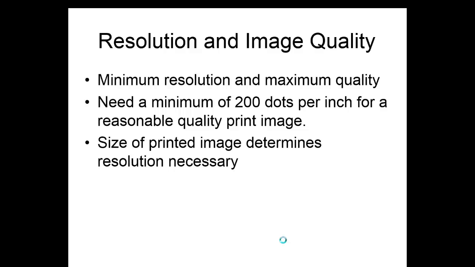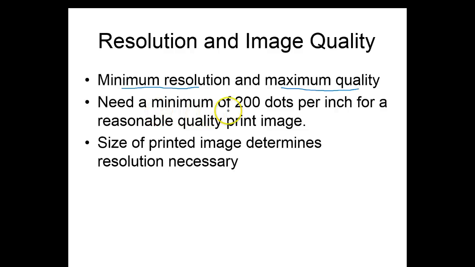So resolution and image quality. One of the things that we want to do is use the minimum resolution required to get the maximum quality. And the reason for that is the higher our resolution, the more memory something takes up, the more storage our pictures take up. And today with smartphones that have 16 megapixel cameras, we just are able to create these huge images. And it's a lot of wasted pixels, to be honest with you. And we'll see why in a second here.